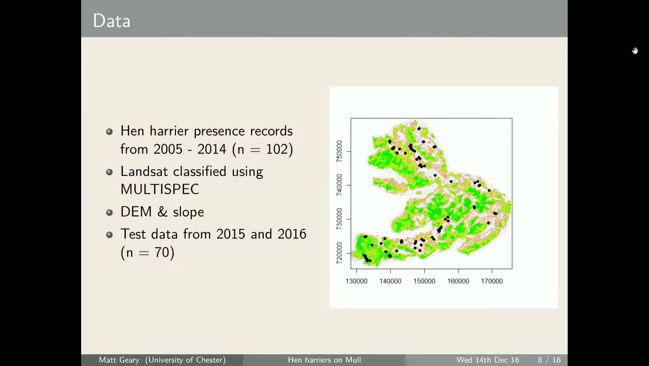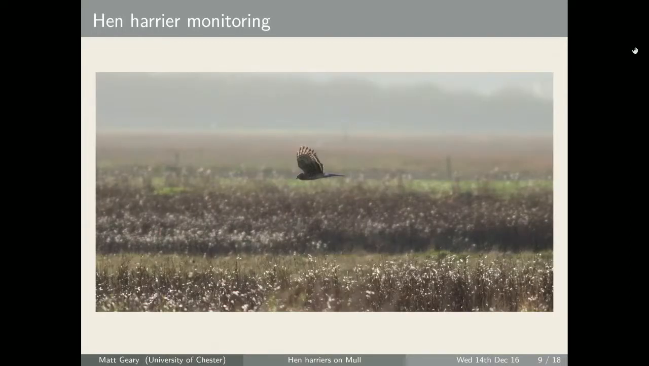And we also had test data, because we kept aside the data from 2015 and 16 so that we had some independent data to test predictions on. The difficulty lies in the way people go out and monitor hen harriers. And actually, interestingly, from David's talk on black grouse, it's a similar problem that I've experienced in the past for black grouse. The way people go out and monitor these species is they go and search habitat which is likely to be suitable until they find the presence of these species.